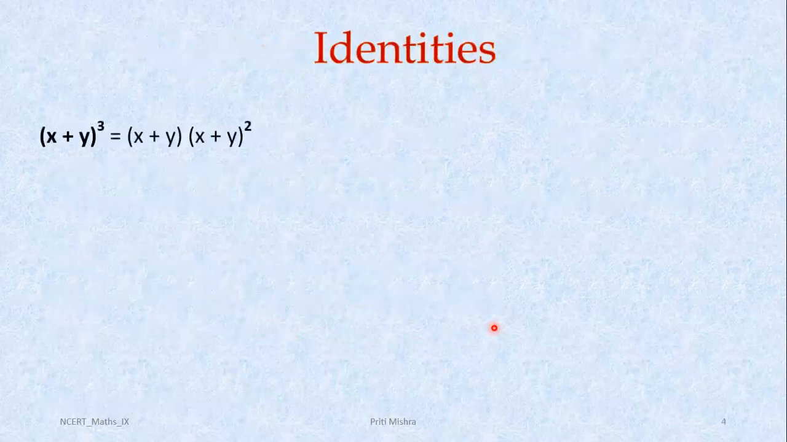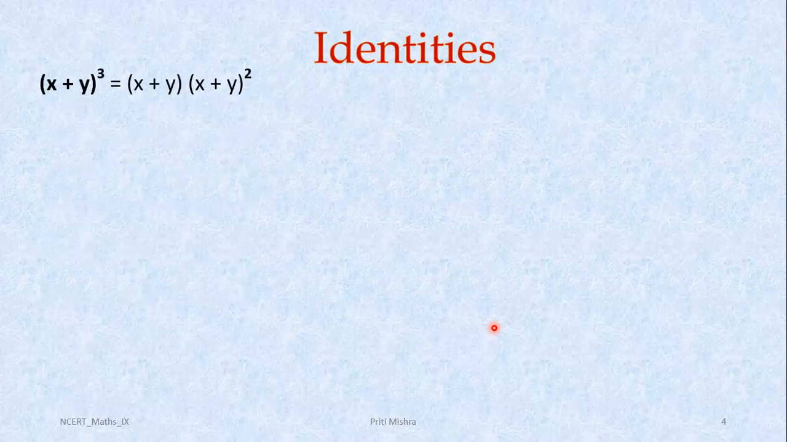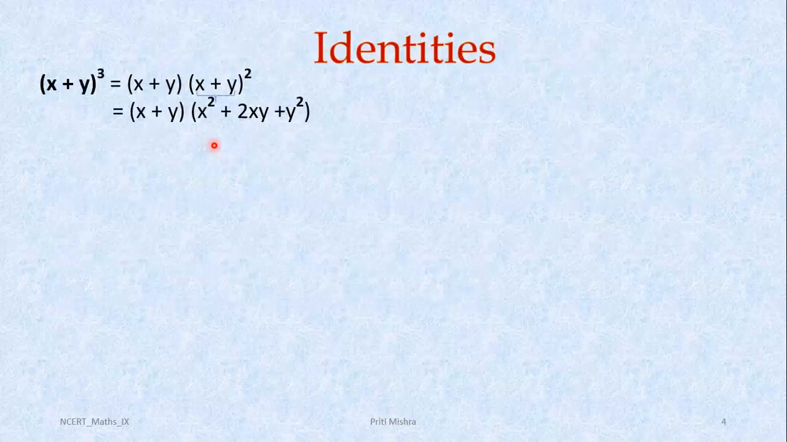Next, we have the proof of identities. So let's start. The first identity is (x + y) to the power 3, meaning we can write it as (x + y) into (x + y) whole square. (x + y) whole square can be written as x square plus 2xy plus y square.